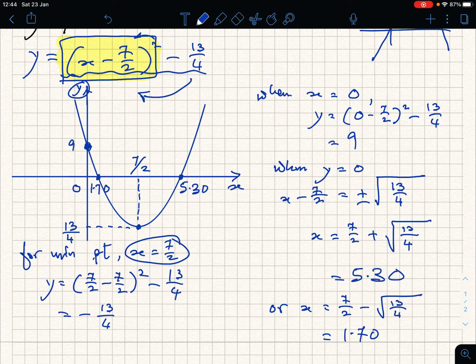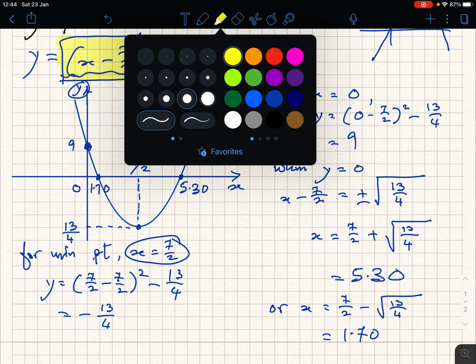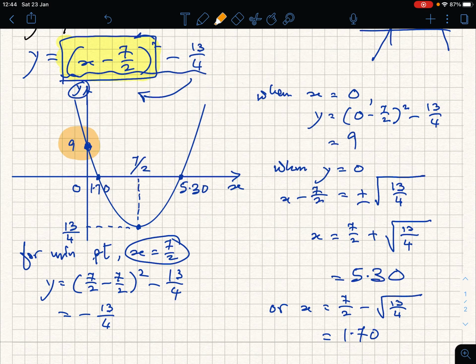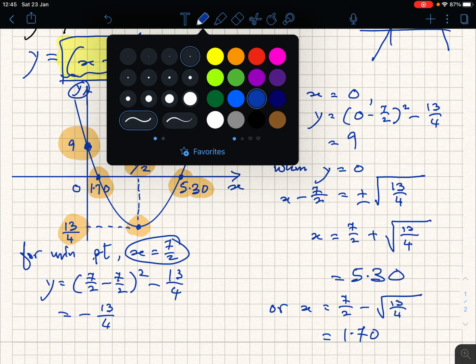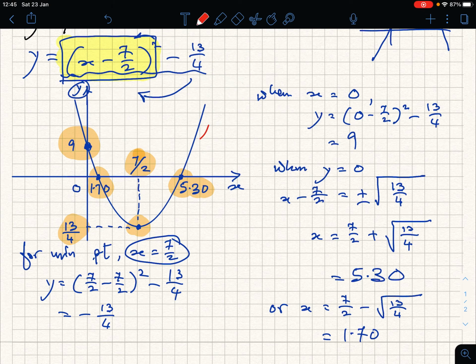That's it, folks. So you have all the important coordinates: the 9 here, the y-intercept, the x-intercepts, and the minimum point. These are the things that your teacher wants to see. Other than that, you need to name the graph, so just put y equals x minus 7 over 2 bracket squared minus 13 over 4. Pardon my no space now. I'm sorry about that.